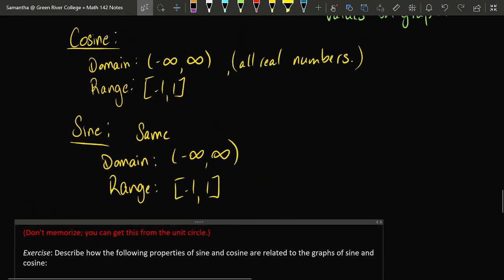So I would recommend not necessarily memorizing this domain and range. You can always go back and figure these out again by thinking about the unit circle or by looking at the graphs of these two functions.